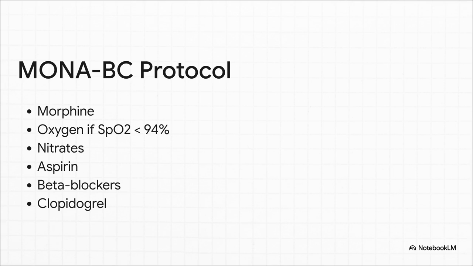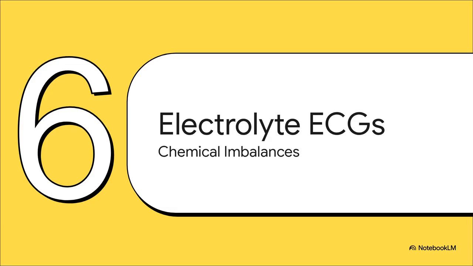Once you spot that STEMI, you initiate the MONA-BC protocol to stabilize them. You give morphine for severe pain, which also drops their preload. You give oxygen, but strictly only if their saturation is actually below 94%. Then nitrates to further decrease preload, followed by your massive platelet blockers, aspirin, beta blockers, and clopidogrel. This standard cocktail basically buys you the precious time you need while you race them to the catheterization lab to open that blocked artery.